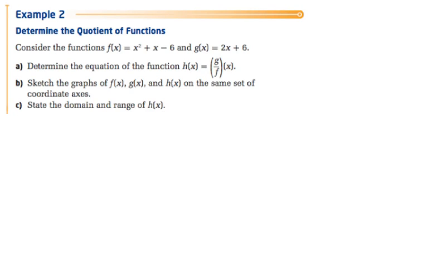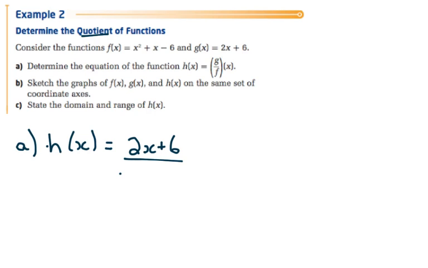Last example we're going to look at is finding the quotient of functions. Quotient means dividing. So question A is asking us to find the equation of the function as g divided by f. Yes, the order is important. G is on top, f's on the bottom. So when we find h of x, we're going to put g on top and f on the bottom.